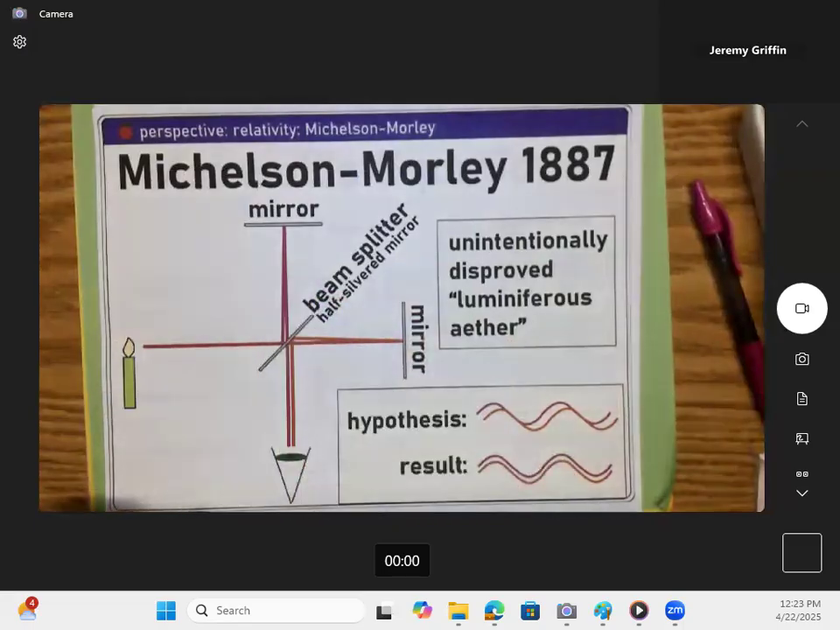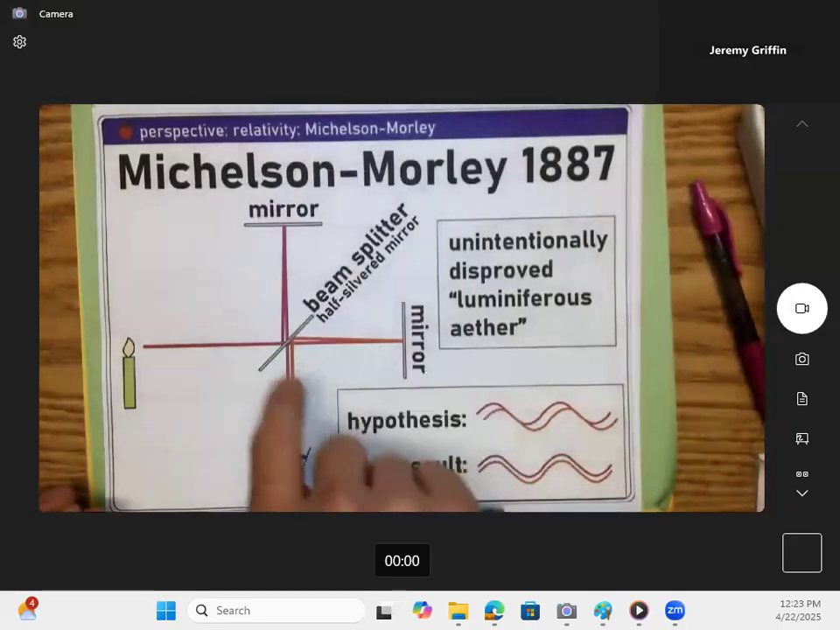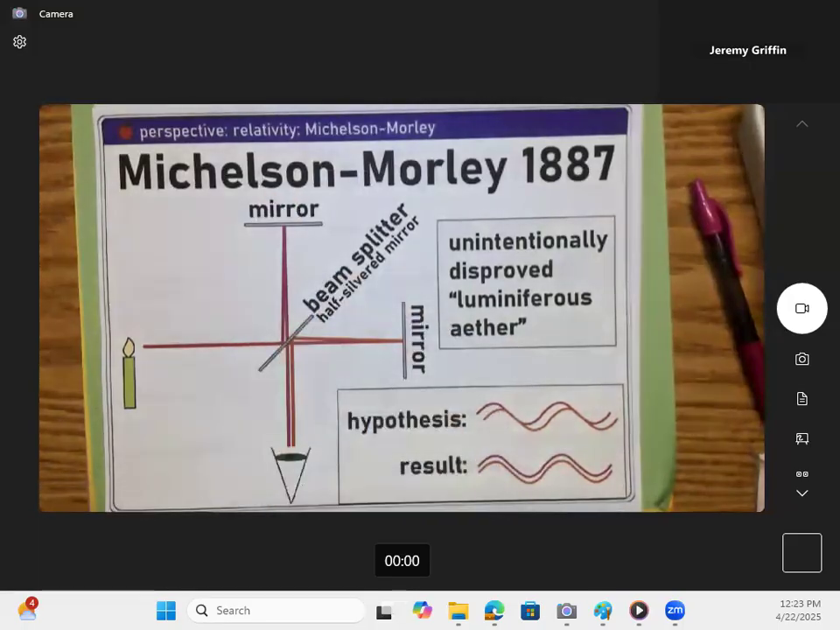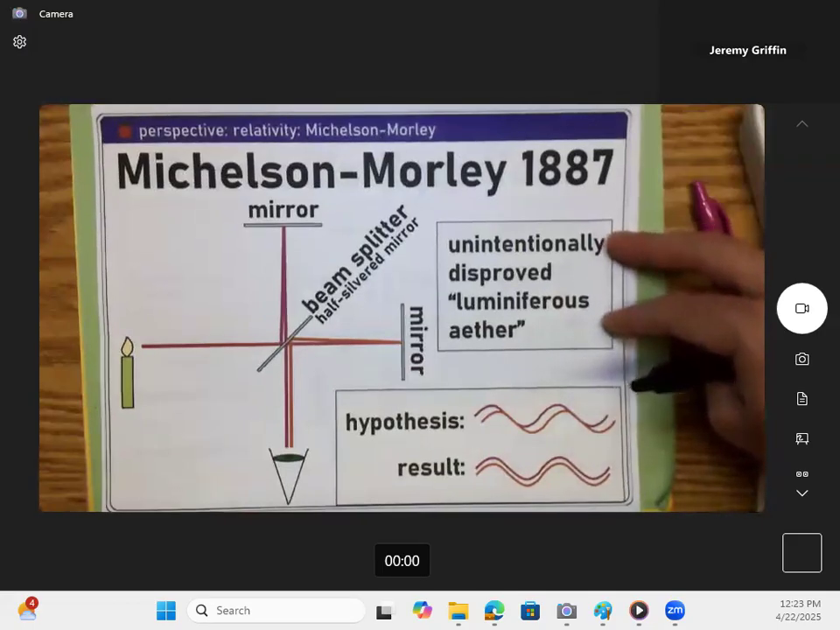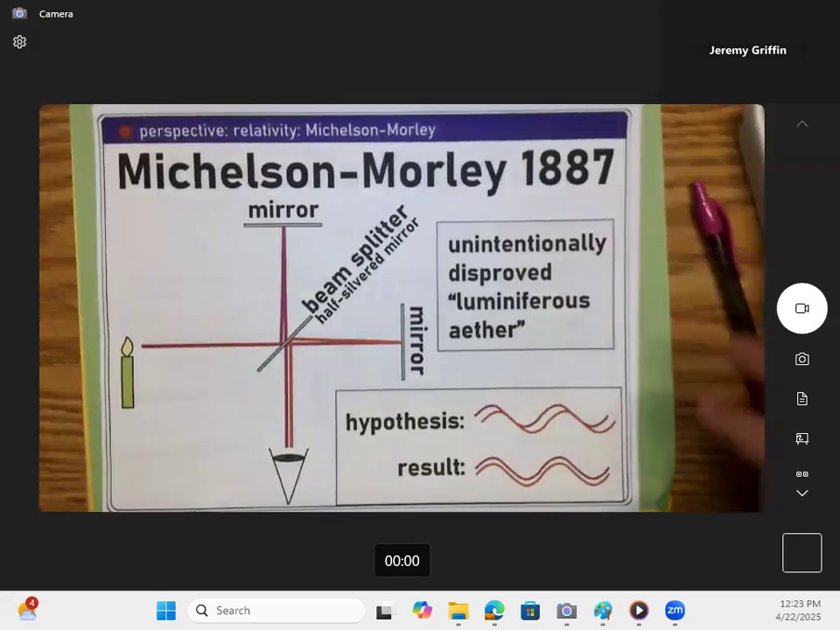You guys remember those two guys paddling in the boats yesterday? One guy was in a river, one guy was in a lake, sort of analogous to going east-west, north-south. Of course, the Earth is spinning, so morning or night, or revolving around the sun, what about winter versus summer? It didn't matter. They always got the same speed of light regardless, which was weird. So they unintentionally disproved there being any kind of luminiferous ether.